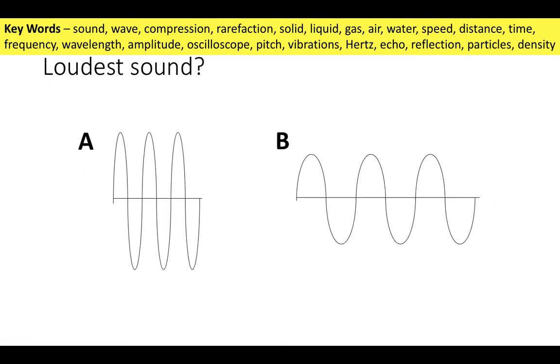All right, which one is the loudest sound? So we're talking about amplitude. That would be A. Okay, it's because it's taller. So you could actually say A is a loud, high pitch sound. So you can combine the two because it is very frequent and it has a high amplitude.